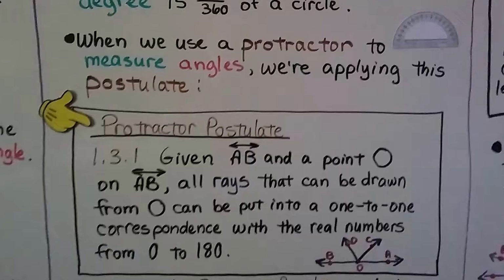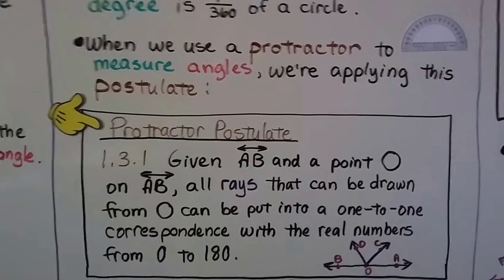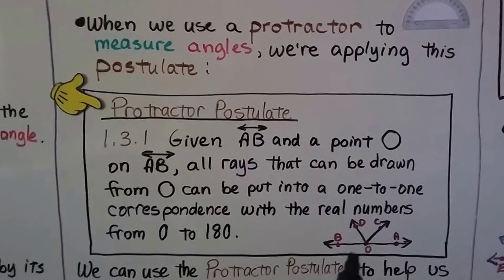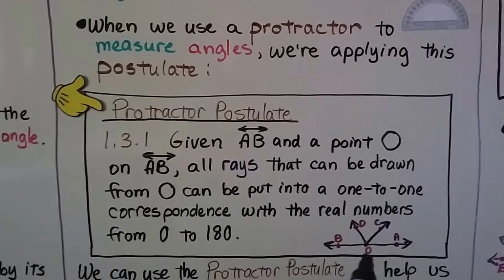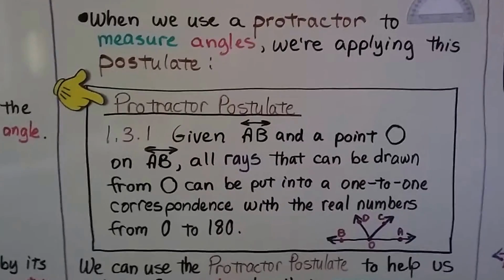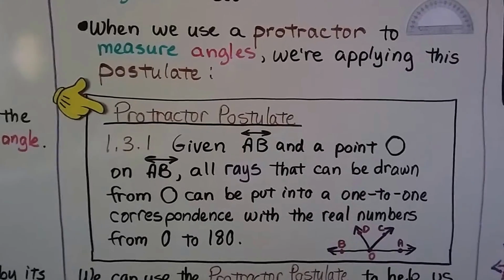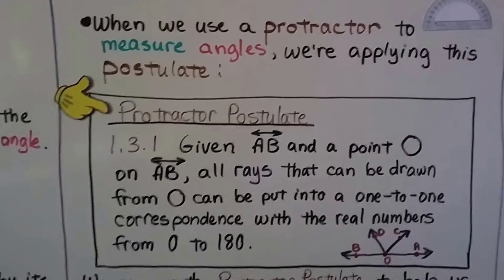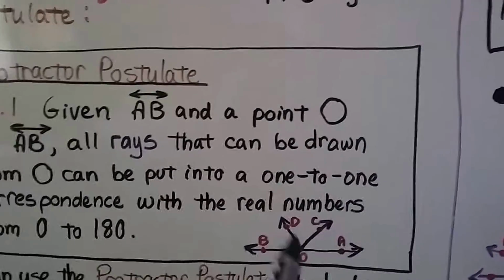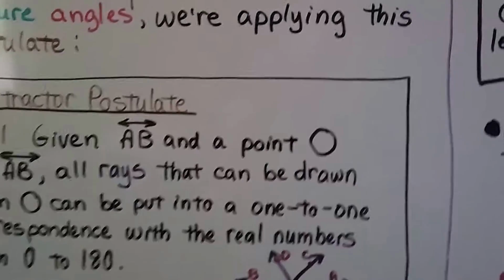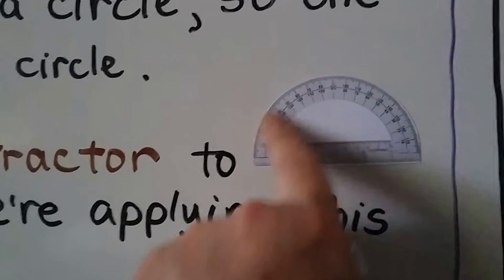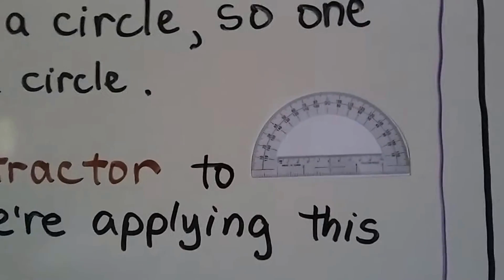It's the protractor postulate. It says given line AB, so here we have line AB and a point O right here on AB, all rays that can be drawn from O can be put into a 1-to-1 correspondence with the real numbers from 0 to 180. So what it's saying is, as we draw these rays off this point O, or any point off of a line, there's going to be numbers from 0 to 180 on our protractor, okay?